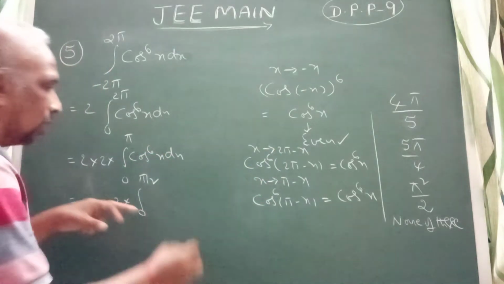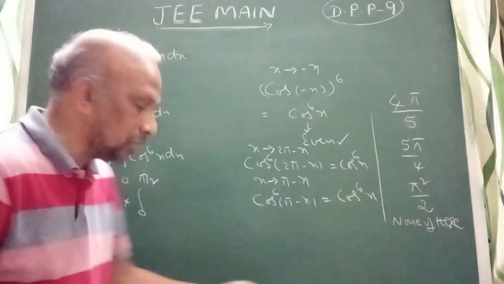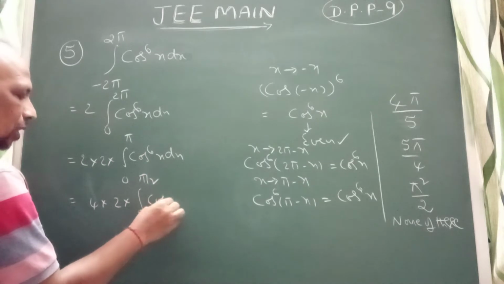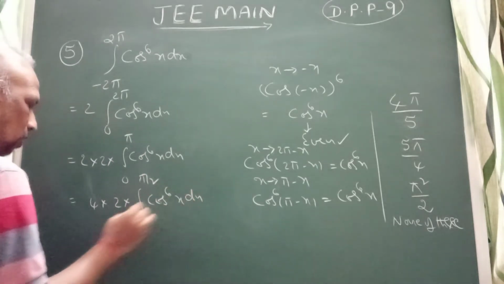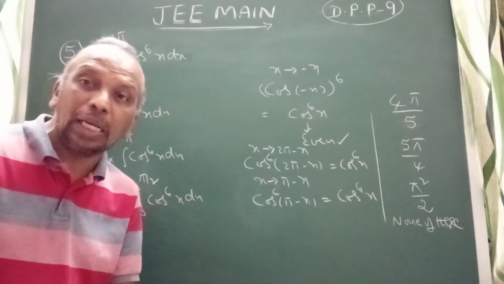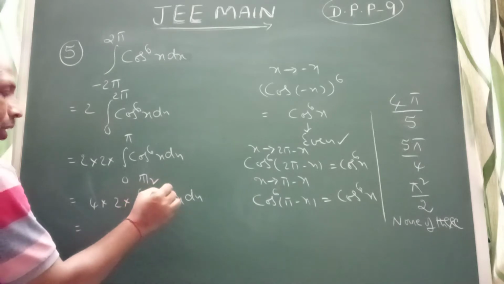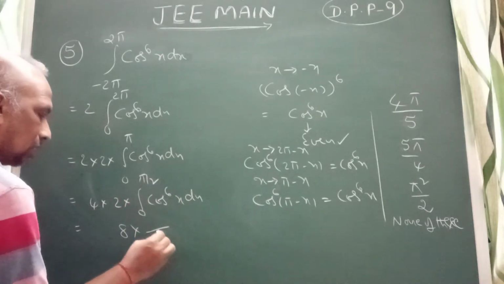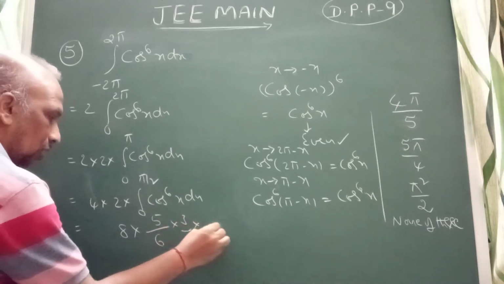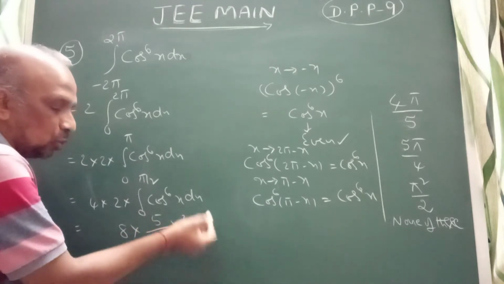If we use the property, whenever replacing x with pi minus x gives the same function, you write 2 into 0 to half of this, cos^6 x dx. Now 8 into, I can use the reduction formula, the Wallis formula. So what is the Wallis formula? For the integral of cos^6 x, start at 6 and reduce by 1: 6, 5, 4, 3, 2, 1.